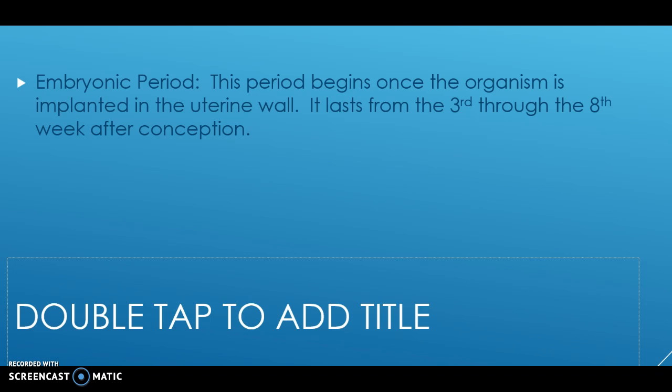The next period is the embryonic period. This period begins once the organism is implanted in the uterine wall. It does last from the 3rd through the 8th week after conception. The cells continue to differentiate, and at 22 days after conception, the neural tube forms, which will become the brain and spinal column. Also, about 20% of organisms fail during the embryonic period, which is usually due to gross chromosomal abnormalities.